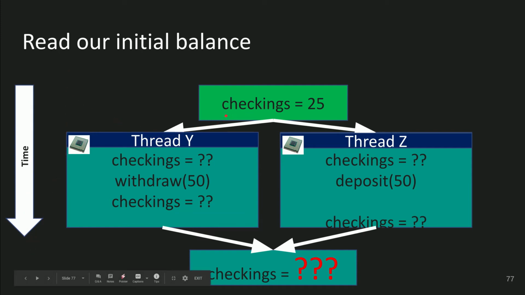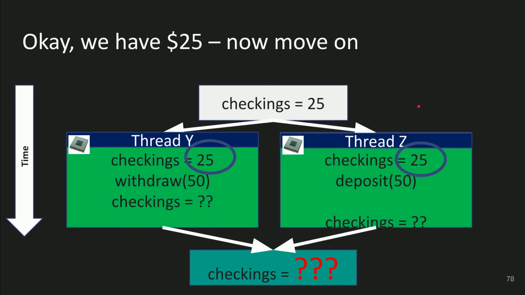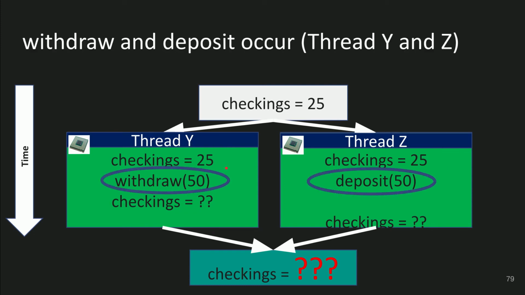And here's our concurrent bank, with our initial shared variable checkings, and we're going to launch 2 threads to do each of the operations, right? Where we have to do the withdrawal process and the deposit process. So thread Y is going to do that on this side, thread Z on the other side, okay? So they start executing, and each of these threads immediately says, okay, checkings is 25. And then I'm going to do the withdrawal and the deposit action, okay?